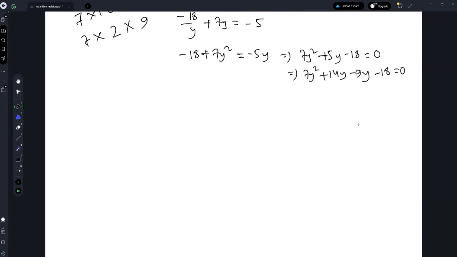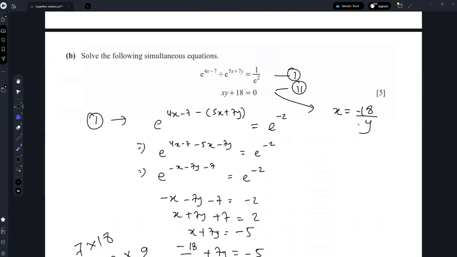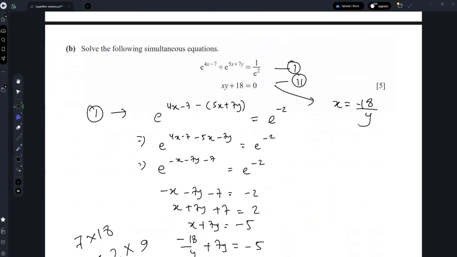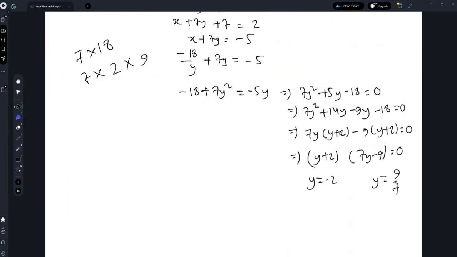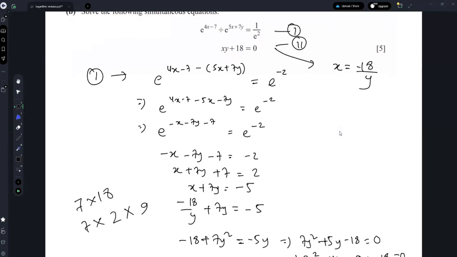So I get 7y(y plus 2) minus 9(y plus 2) equals 0, so (y plus 2)(7y minus 9) equals 0. I get y equals minus 2, y equals 9 by 7. And from here, I get the following. There should not be any problem because the powers can still definitely be minus.